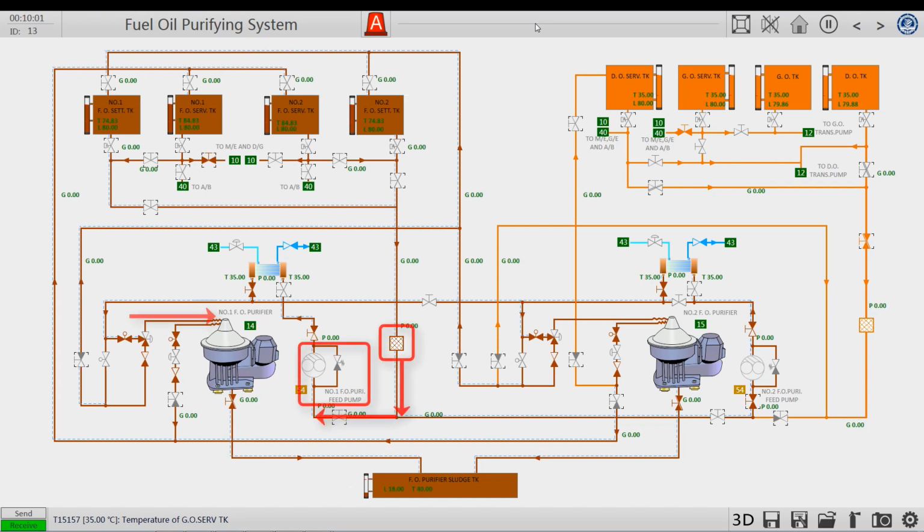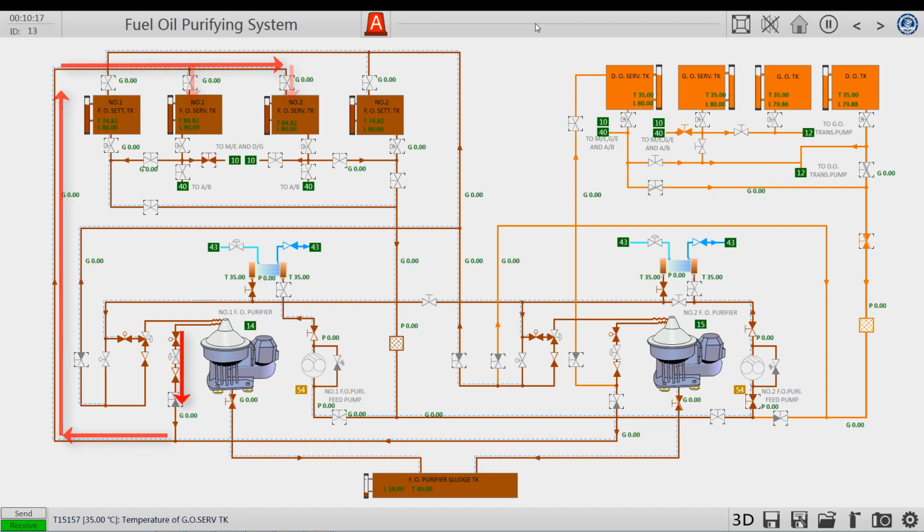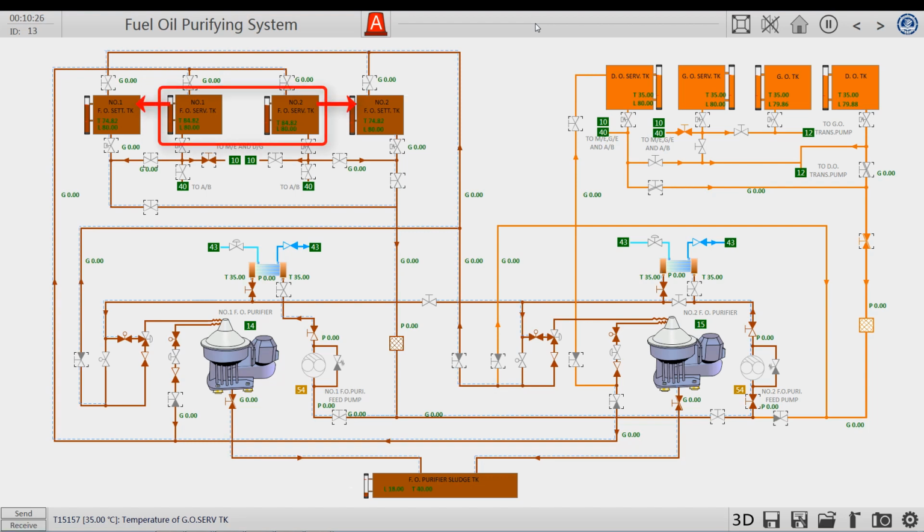This is a feed line of the oil separator. Through a filter, a feed pump and a heater, it transfers fuel into the oil separator. This is the outlet line of the oil separator, which can transport the purified fuel to the number 1 or number 2 service tank for heavy oil. The fuel oil in service tanks can be overflowed back to the settling tanks, so the separator can work in cycle. There's no need to worry about overflow of the service tank.